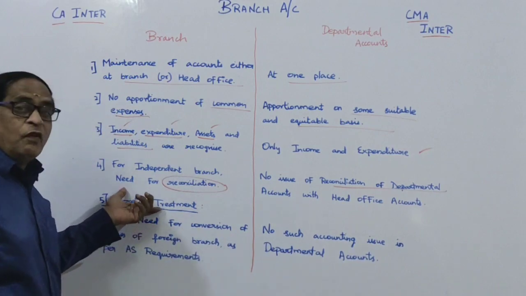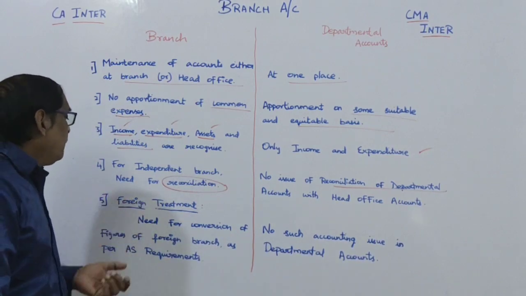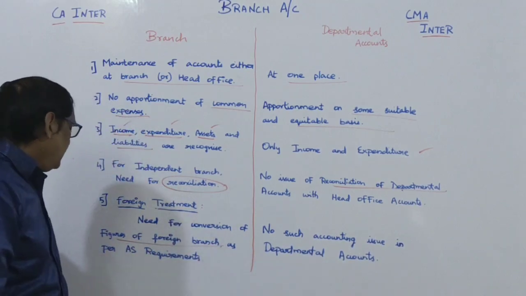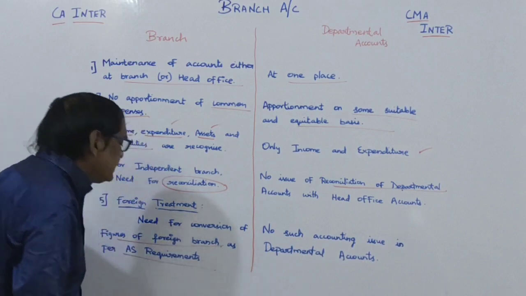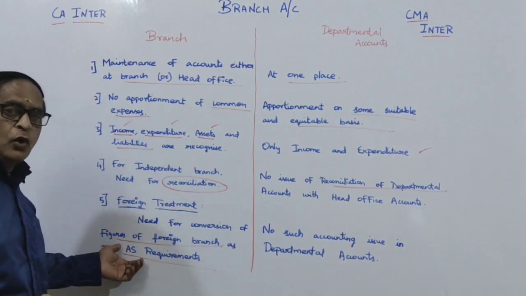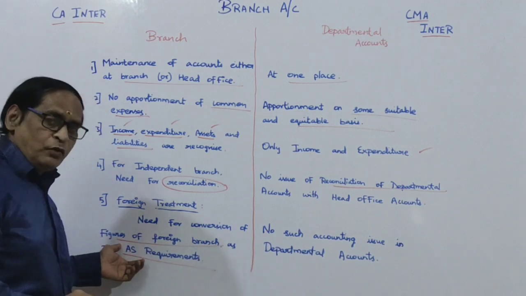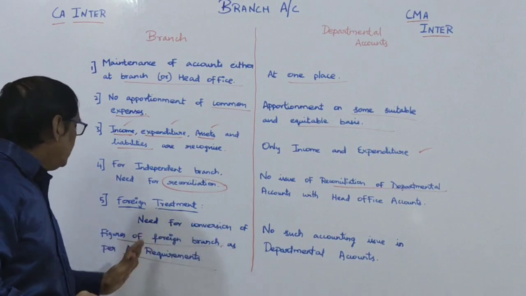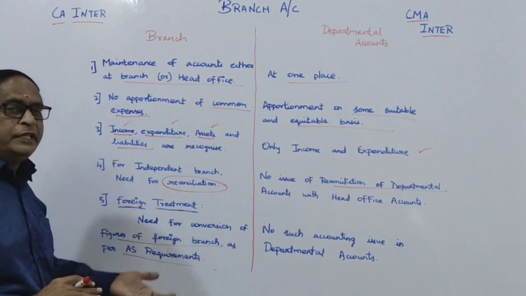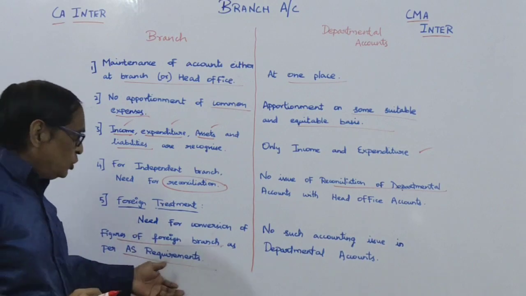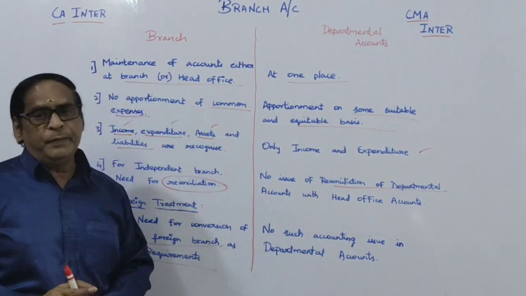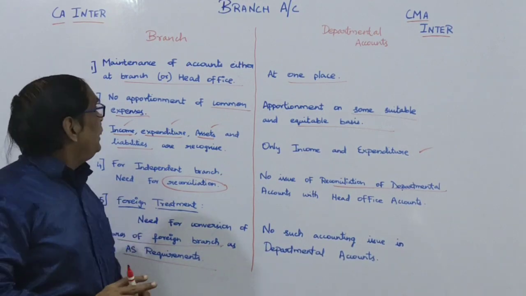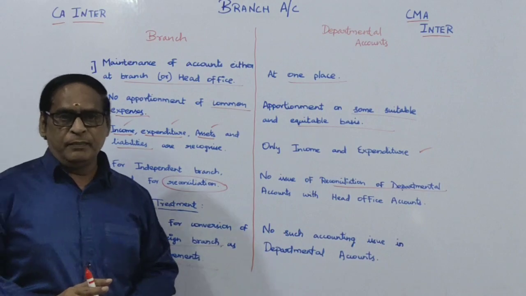And then if it is a foreign branch, there should be a need for conversion of figures of the foreign branch as per accounting standards requirements. AS means accounting standards. You might have studied in CA Foundation itself. So according to accounting standard requirements, we have to convert the figures of the foreign branch into our indigenous currency. But there is no such accounting issue in departmental accounts. So these are the main points that you have to bear in mind while studying the branch and the departmental accounts. Please bear in mind.